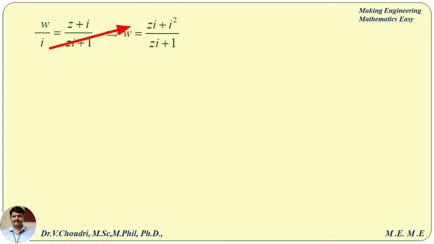Now we bring this i to the right hand side. We know that i square value equals minus 1. Therefore, w equals zi minus 1 divided by zi plus 1. This is the required bilinear transformation.